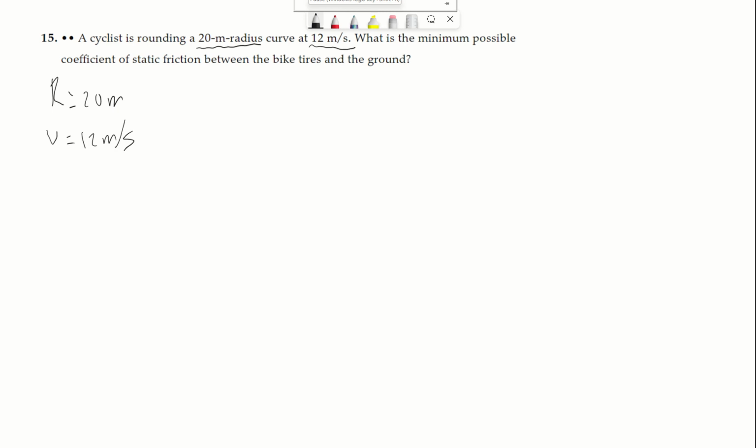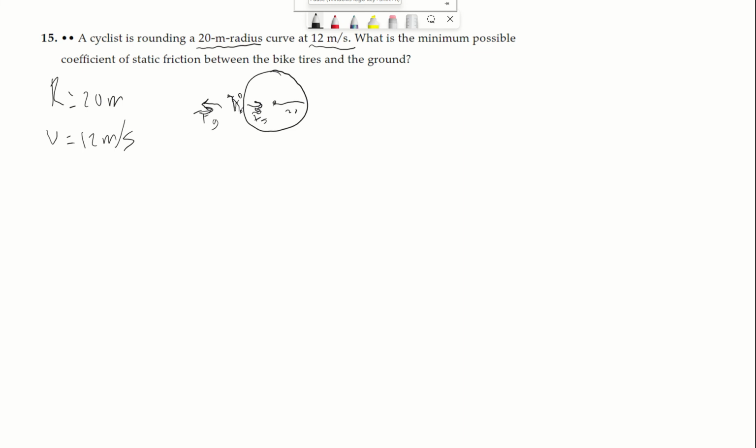Based on this, we can also draw a picture that would help us understand this a lot more. So the radius is 20, and right here, I guess I will draw a little bike. It's as best as I can get it. That bike is being pulled inward with the force of static friction. And right here is also Fg, but we will not be worrying about that.